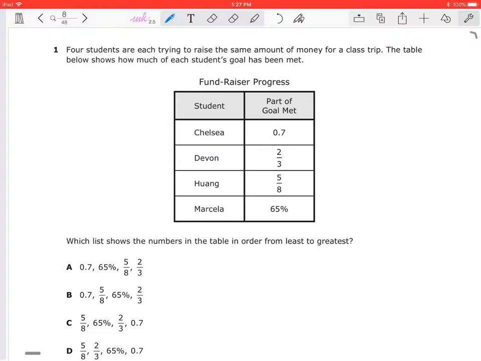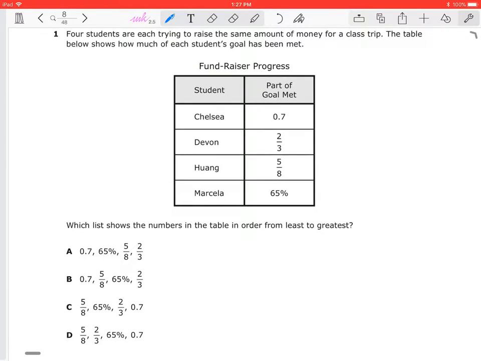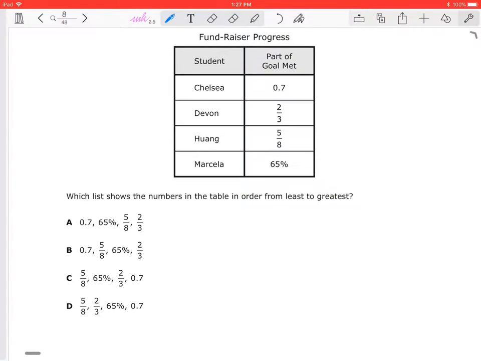we have 4 students. They're each trying to raise the same amount of money for a class trip. And the table below shows how much of each student's goal has been met. Which list shows the numbers in order from least to greatest? So the easiest way for me to deal with this is to put them all in the same form.